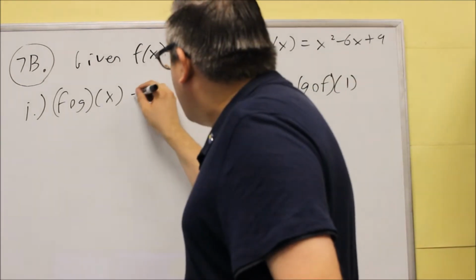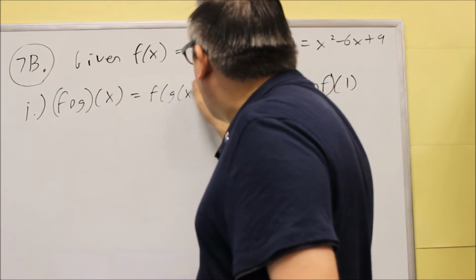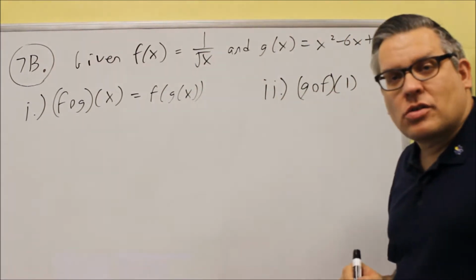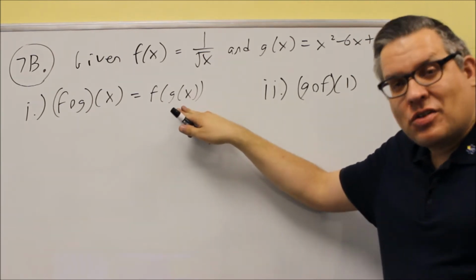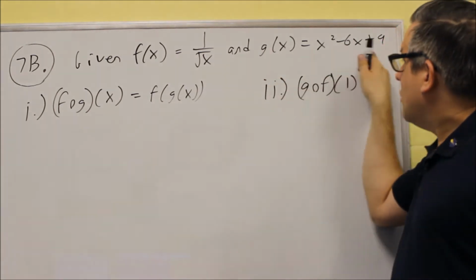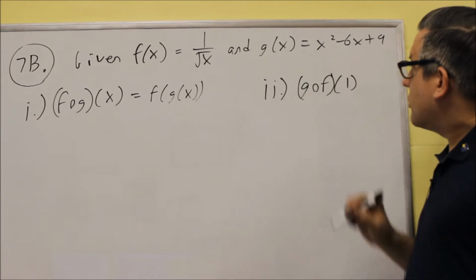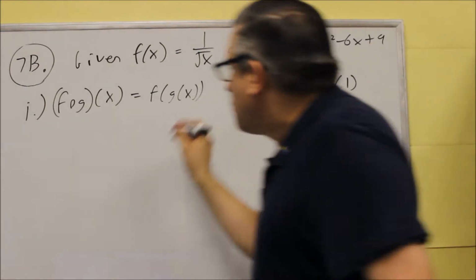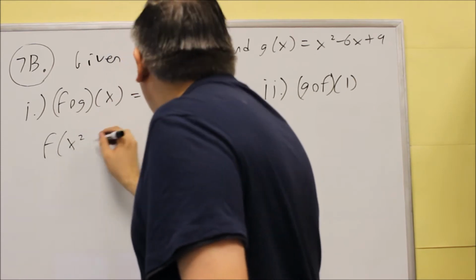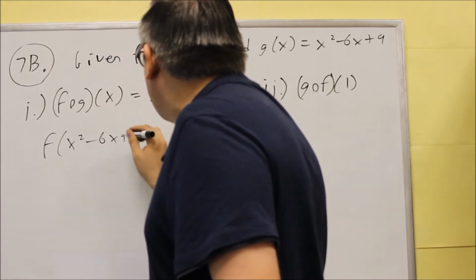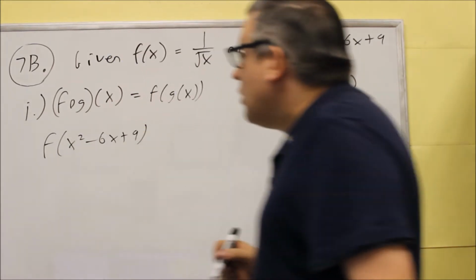So remember the definition for this. If it gives you that one, it really means this. So f of g of x means f, and you're going to put g of x inside. The g of x is this right here, x squared minus 6x plus 9. Let's put that in. So we want to do f of x squared minus 6x plus 9. So it's going to start out like that.